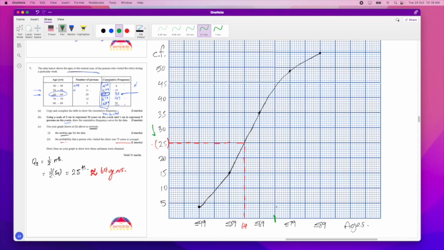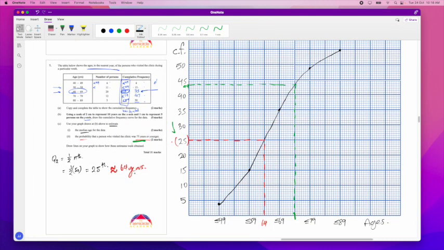75 should be around here, so let's just go up with this line. 75 years, and we could see when we cut across here, let's call that about 44 people. So let's just say around 44 people are less than 75 years old. 75 years or younger.